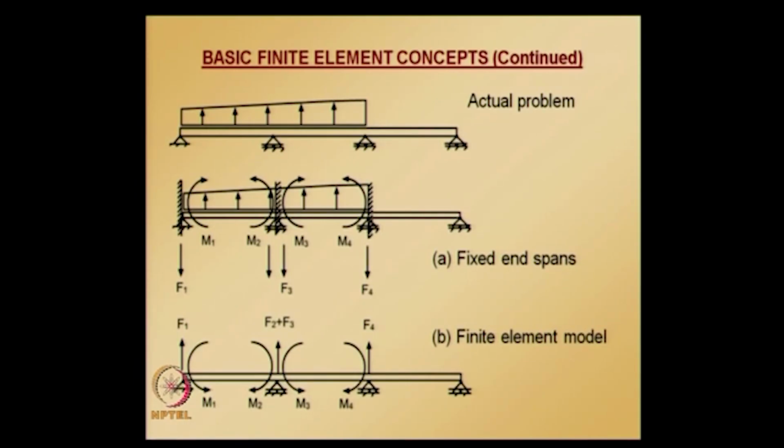And then the second problem is where the actual support conditions are used, which is shown in the third figure. Actual support conditions are used at the element ends, and concentrated forces and moments that are equal and opposite to those obtained from the fixed end beam solutions are applied at the nodes. This structure, shown in the third figure, is analyzed using the finite element method. Since only concentrated forces are applied, the finite element solution yields the exact solution.